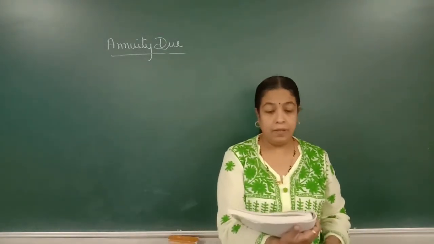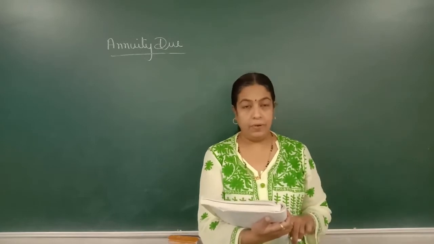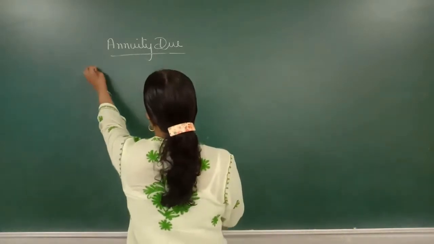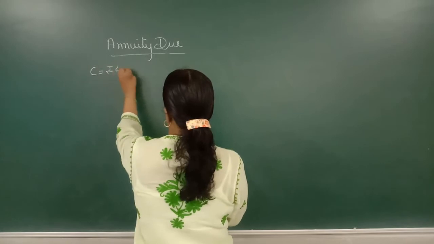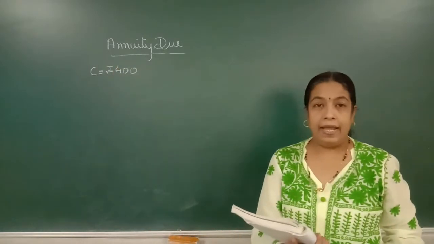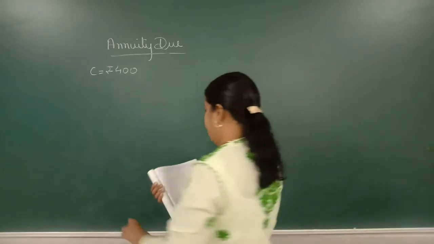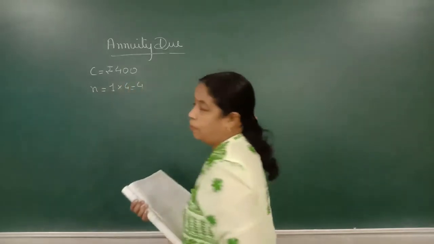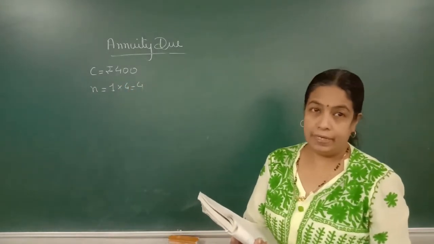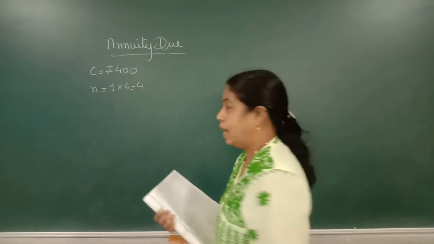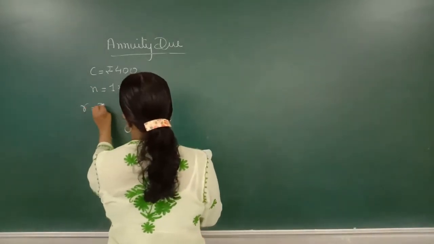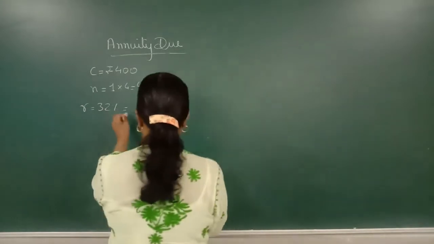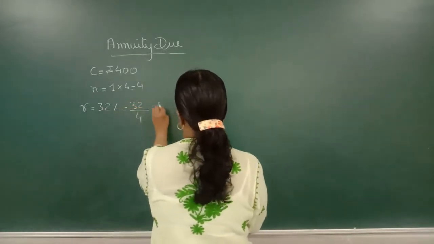Find the present value of an annuity due on rupees 400. Here, what is given? The annuity is rupees 400, to be paid every quarter, which means it is quarterly. So n will be 1 year, so 1 into 4, that is 4, because in a year you will make 4 payments at 32% per annum. That is R is equal to 32%, but it is for the whole year. We want it for quarterly, so it will be 32 upon 4, that is 8%.